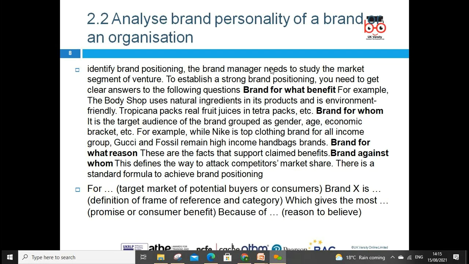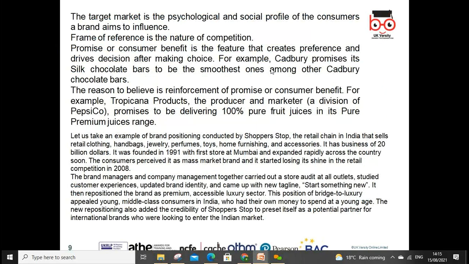There is a standard formula to achieve brand positioning: the target market of potential consumers; the frame of reference, the category of the brand; the promise, which gives the consumer benefit; and the reason or belief, which we can discuss within our communication. Okay, next. The target market is the psychological and social profile of all the consumers a brand can influence. The frame of reference is the nature of the competition, and the promise is the consumer benefit and features.